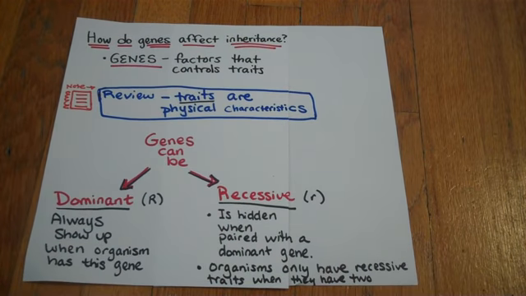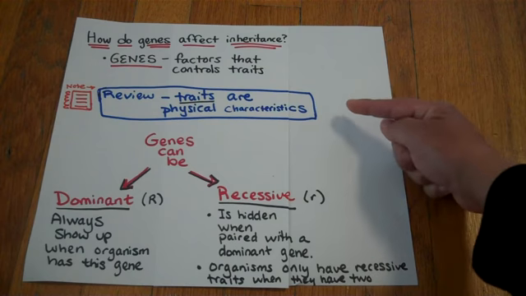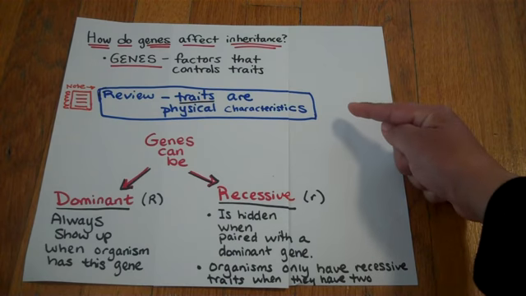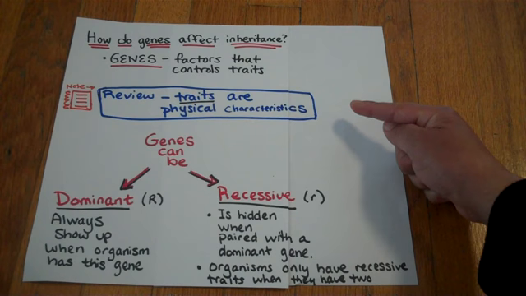How do genes affect inheritance? Genes are factors that control traits. Let's review a point. Traits are physical characteristics, such as your eye color, your hair color, things that we can see.